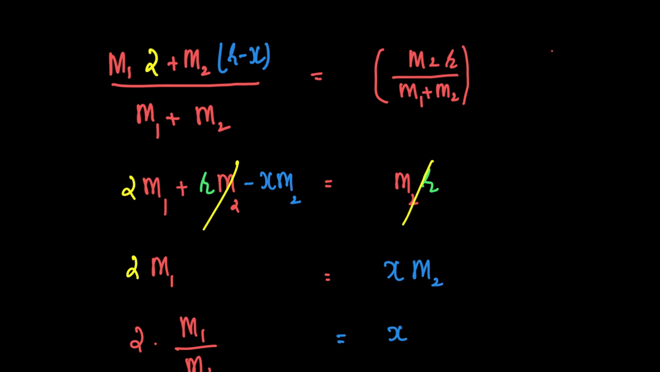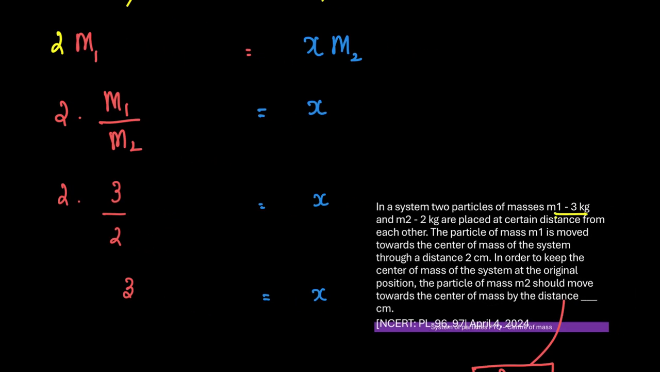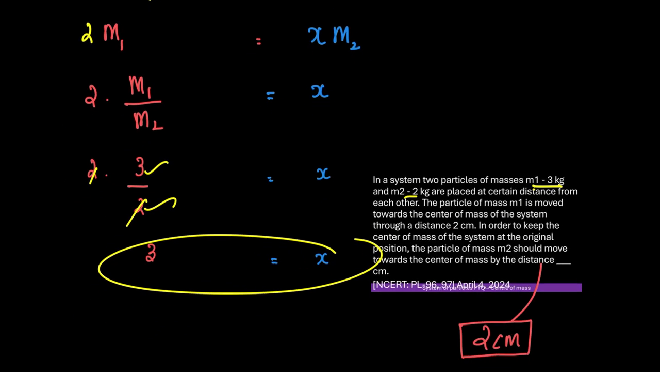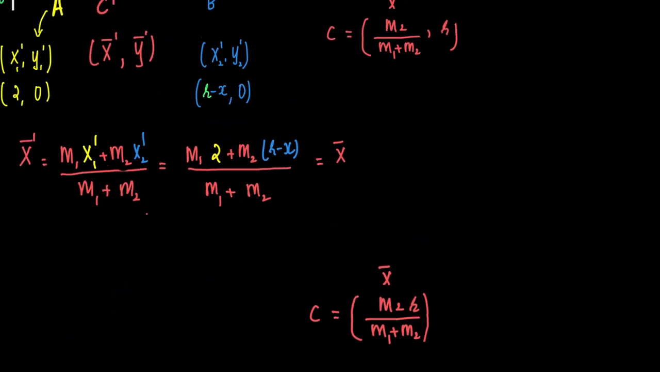Now rm2 and m2r will cancel. So what we get is 2m1 is equal to xm2. We transpose minus xm2 here, so 2m1 by m2 is equal to x. Given in the question that m1 is 3 kilogram and m2 is 2 kilogram, 2 by 2 is 1, so the value of x is equal to 3, and therefore the mass m2 should move a distance of, my bad, this is not 2 centimeters, should move a distance of 3 centimeters. So the primary thing here is to understand this calculation.